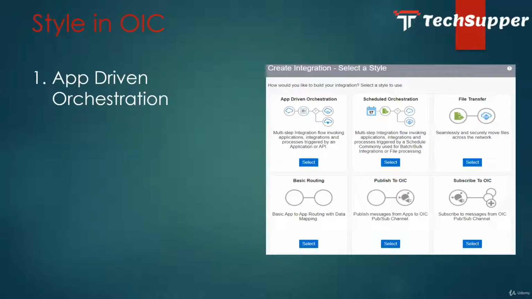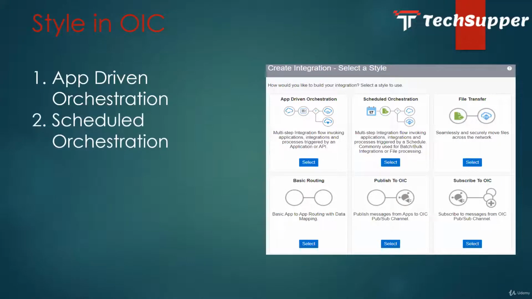You need to do a for loop on an array. You need to massage the data. You need to combine the data from different applications and then send this aggregated data to the target application. Such types of complex integration can be created with the help of the app-driven orchestration pattern.